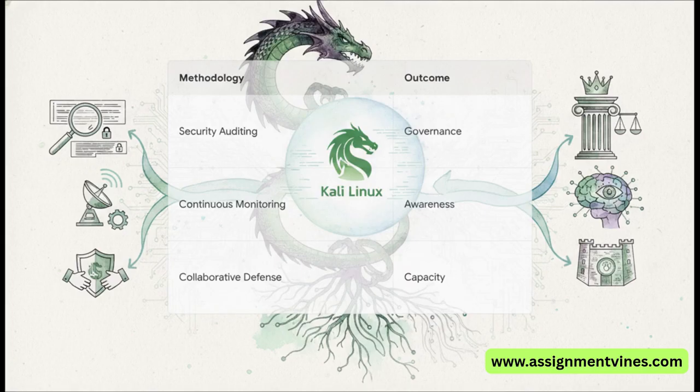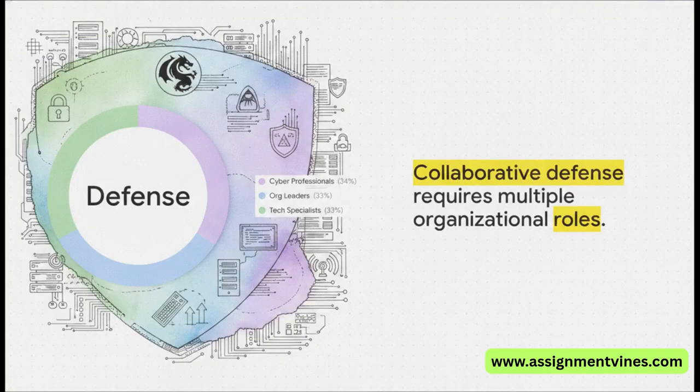Using a platform like Kali Linux isn't just some isolated IT task. It actively drives sustainable digital risk management and incredibly robust corporate governance. And I really want to highlight that third piece, collaborative defense. It is absolutely crucial. Enterprise cyber defense requires a deeply layered methodology where three key groups work in tandem: cybersecurity professionals, organizational leaders, and technology specialists. Addressing emerging challenges responsibly is not just the security department's job anymore. It's a collaborative organizational imperative that requires everyone to have a seat at the table.